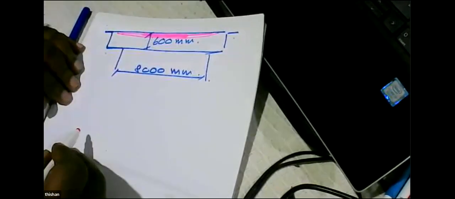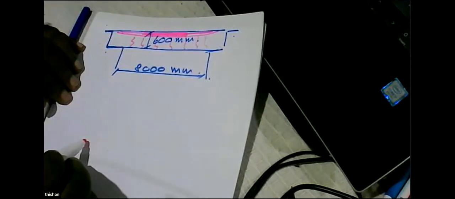What happens? This area of concrete will be under compression, and all this other concrete is flat. It's doing nothing other than providing durability for reinforcement.